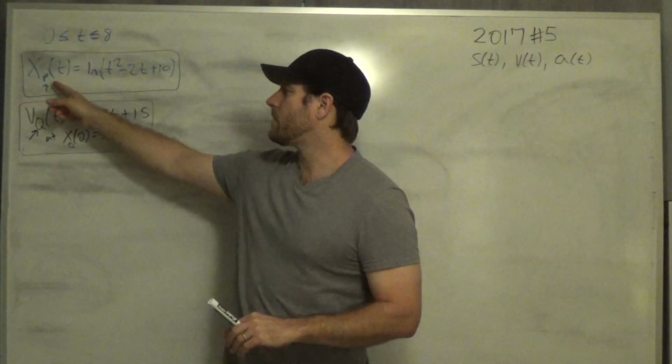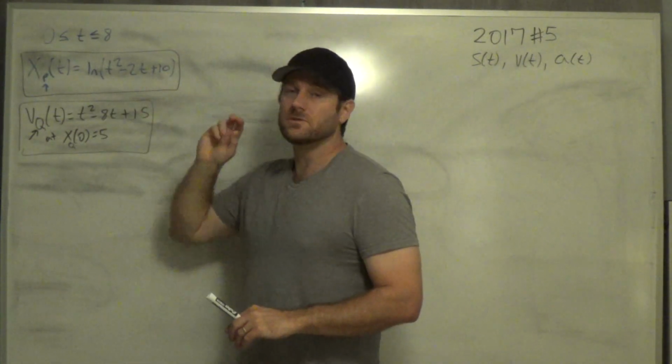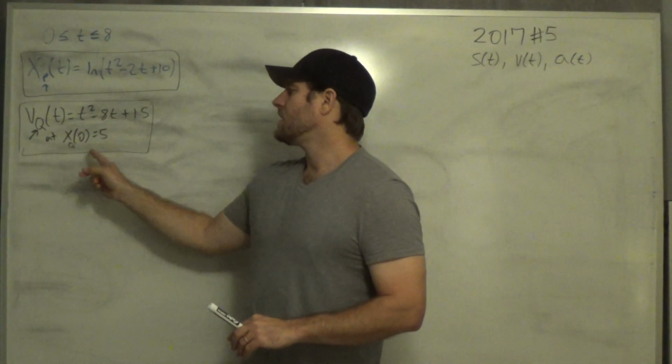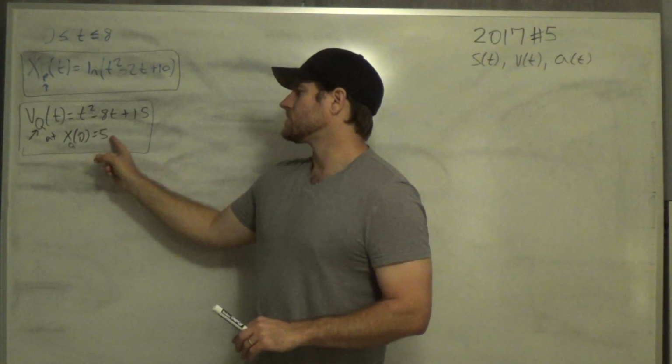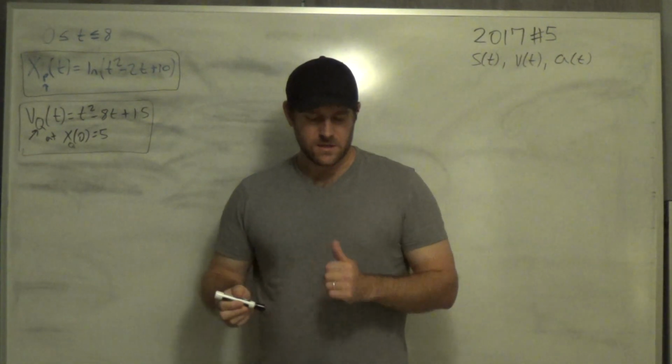So the only thing we know about particle P is its position function is given by this equation. And we know two things about particle Q. This is the velocity equation for particle Q, and we know at time 0, this is the position of particle Q. Okay, with those two things in mind, let's answer for part A.